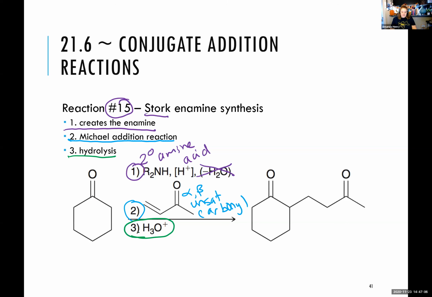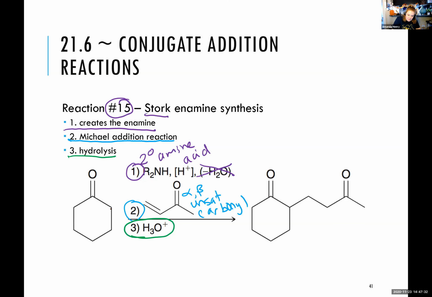The acid and water is doing a couple things for us. It's doing the same thing it did in the Michael reaction, meaning it turns our enolate into an enol, and then our enol can tautomerize back into the ketone. So it's helping with that. But it's also turning our enamine back into a ketone. So the acid and water is doing double duty for us.